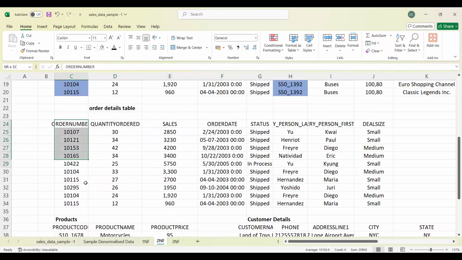If you can see my order number, I will have some duplicate values, right? 10104, 10104, I have the same value. Like that, this one also I have same value. So I cannot use this as a primary key, right? Correct.